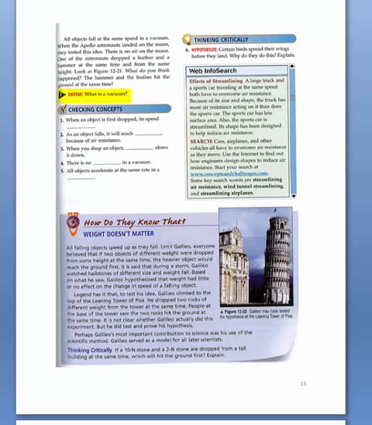Define. What is a vacuum? Checking concepts. 1. When an object is first dropped, its speed, blank. 2. As an object falls, it will reach blank because of air resistance.